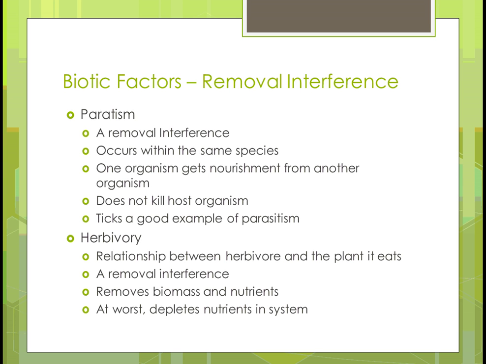Herbivory, the deer, the relationship is between the herbivore and the plant that it eats. It's, of course, a removal interference too. And that's the biomass is what it removes, and then the nutrients. In the case of what we saw in the deer, the biomass was the leaf, the nutrient was the water within that. At worst, it depletes the nutrients in the system.